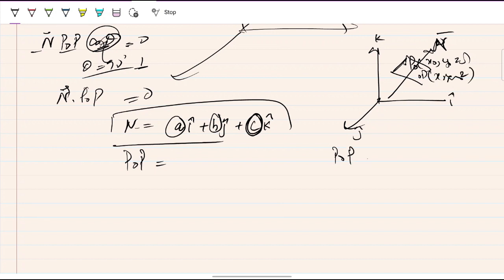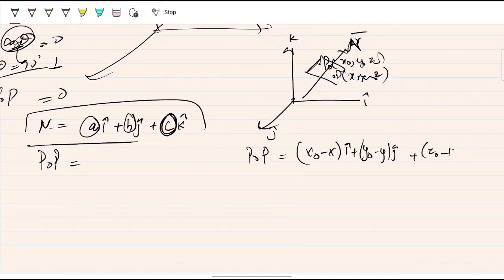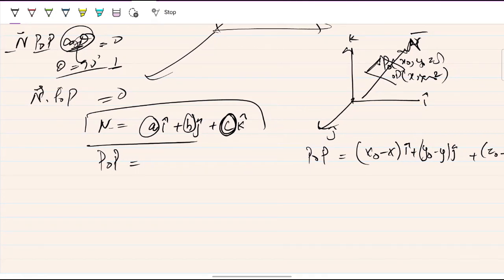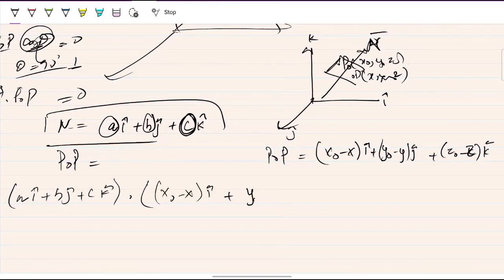So P naught P can be written as (x naught minus x)i plus (y naught minus y)j plus (z naught minus z)k. Okay, so this is it. So you can dot product it, ai plus bj plus ck, with (x naught minus x)i plus (y naught minus y)j plus (z naught minus z)k, which is equal to 0.